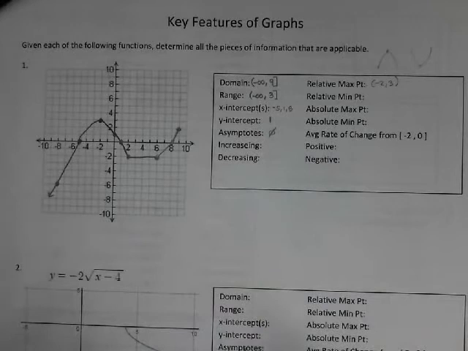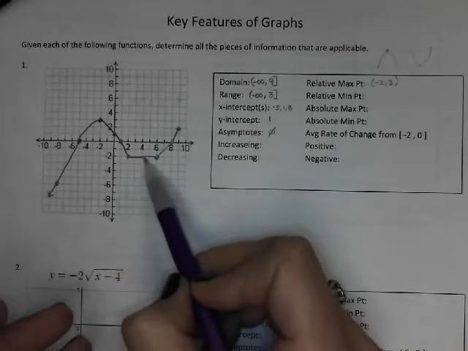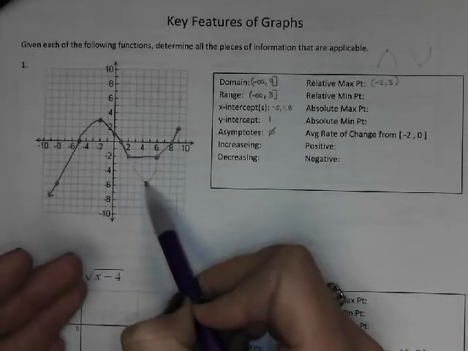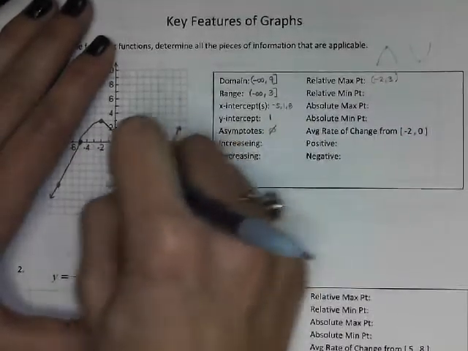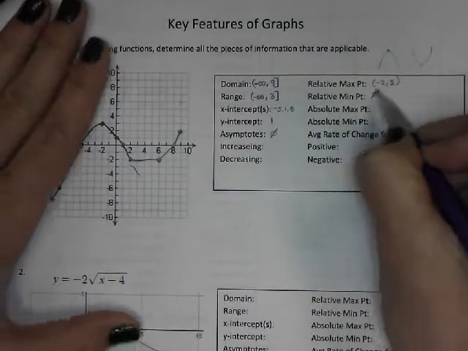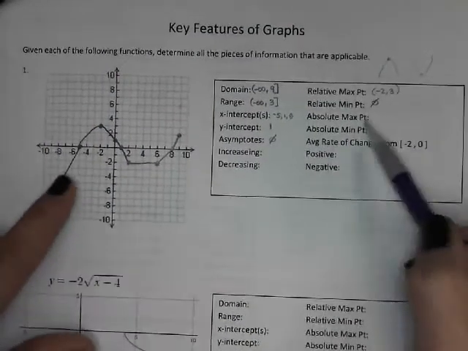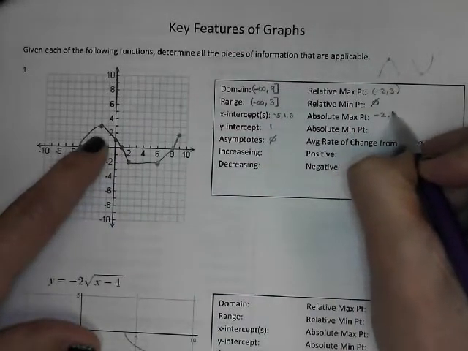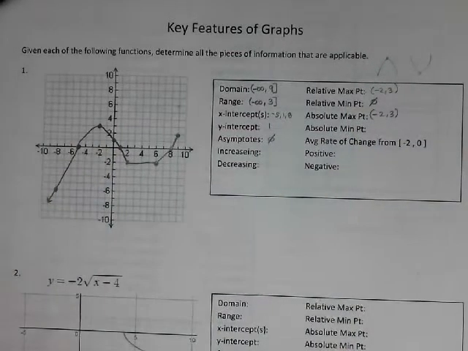Relative minimum, we have no valley. Okay, we've got a kind of a plateau here, but because this is a flat line, it really doesn't ever reach a valley or peak. So we have no relative minimum point. Our absolute maximum point happens to also be the same one that was our relative max. That doesn't always happen.